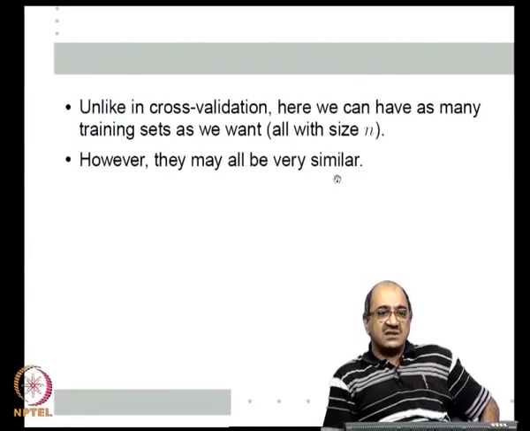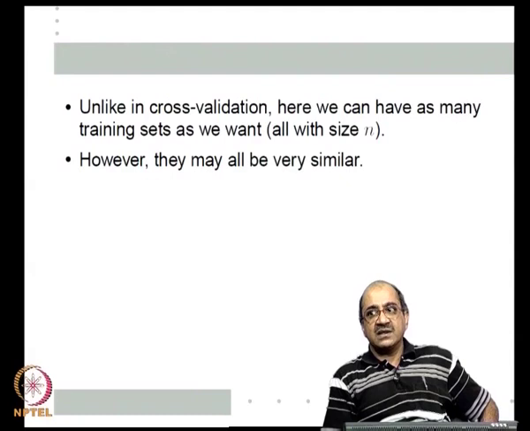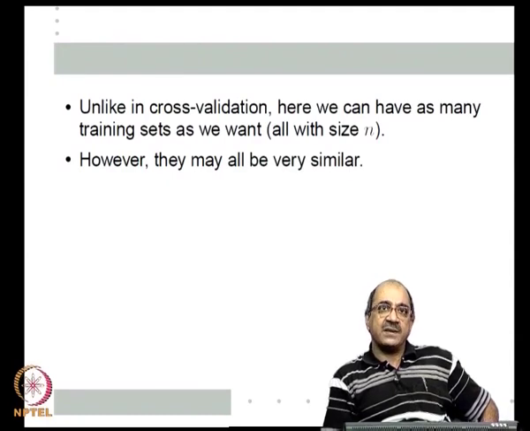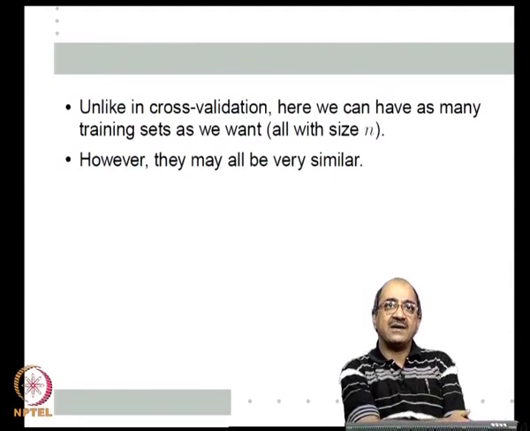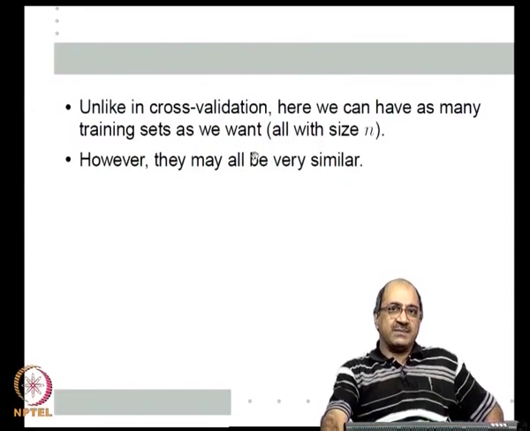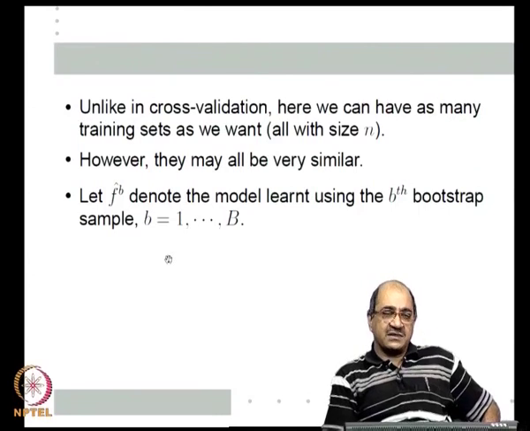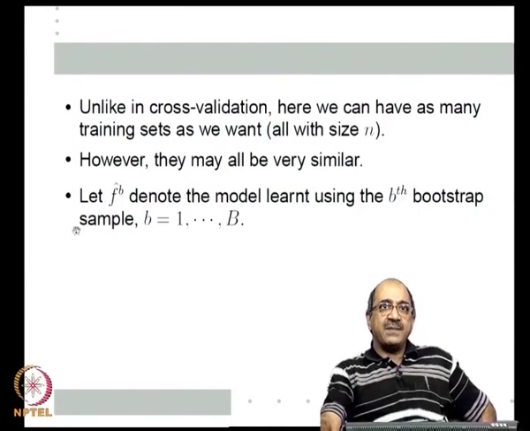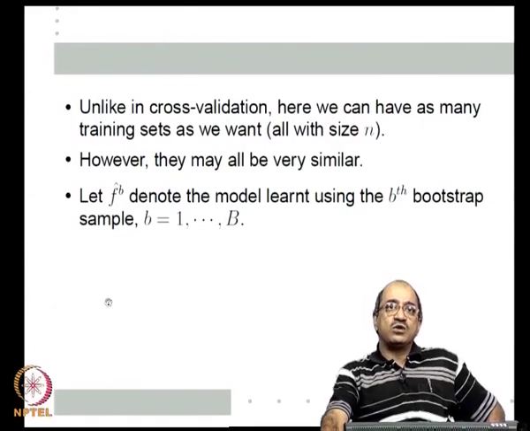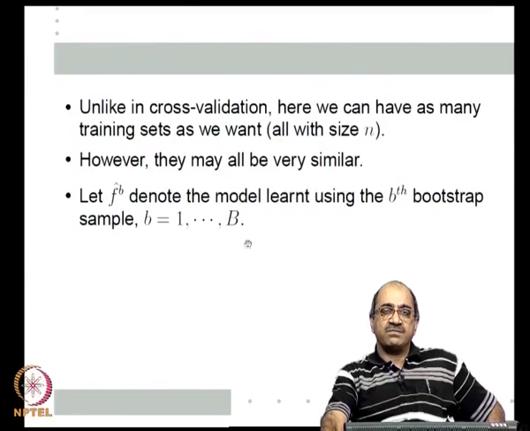The flip side of course is that while I can generate thousands of them, many of them might be very similar, because I am just sampling with replacement from the same underlying data. So, maybe they might all be similar. In any case, let us first look at the error estimate. Let f hat b, f hat small b, denote the model learnt using the bth bootstrap sample. b takes values 1 to capital B, right, that many bootstrap data sets are there.